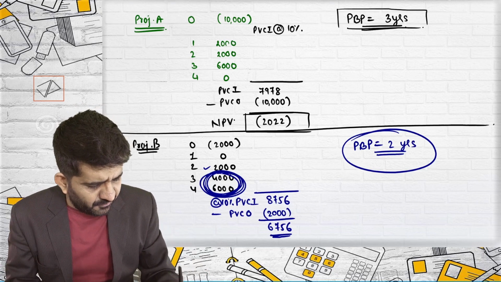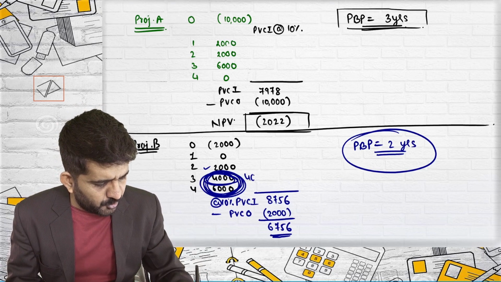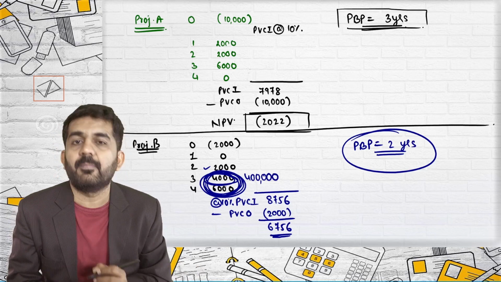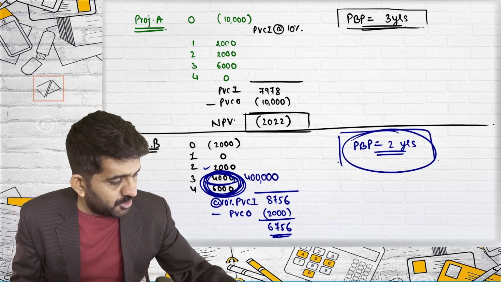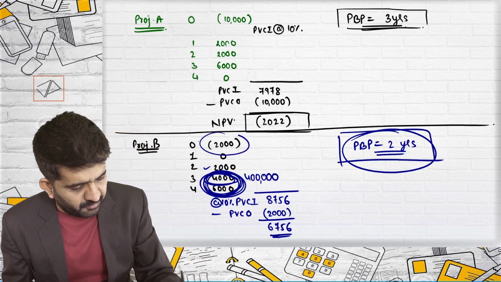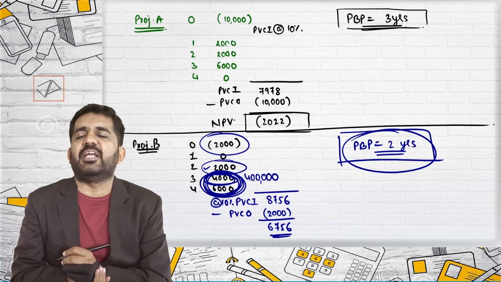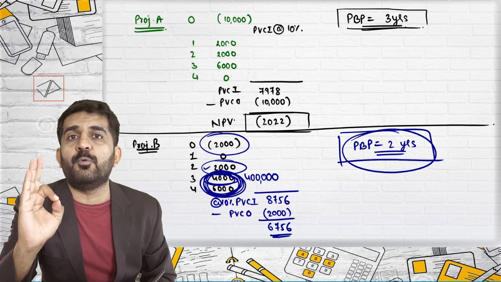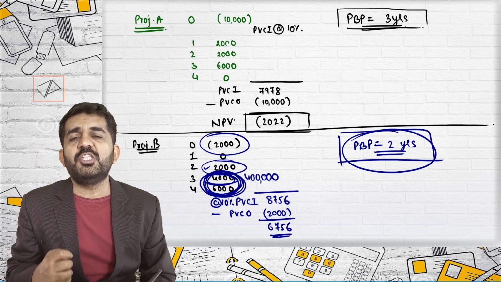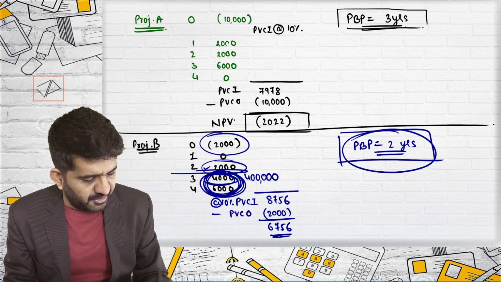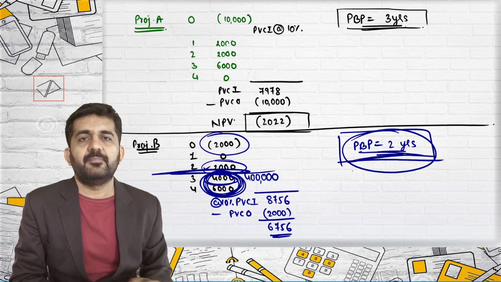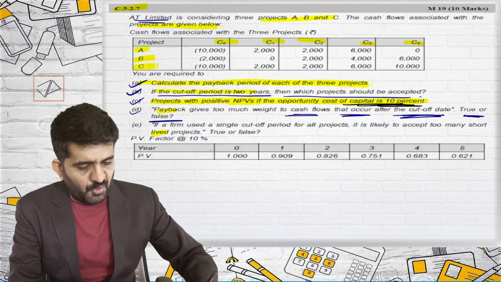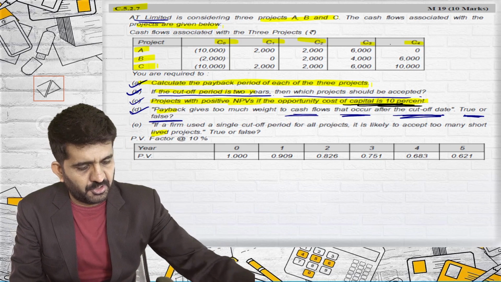See, instead of this 4,000, suppose it was 4 lakh rupees. My payback period would still be 2 years. I need to recover my 2,000, which is recovered in the second year. So payback period gives zero importance to the cash flows after the cutoff date. Here the cutoff date is 2 years, right? So the statement is false. Good question asked by the institute.